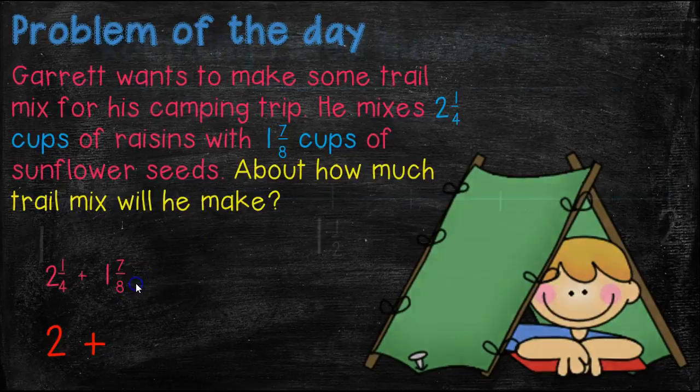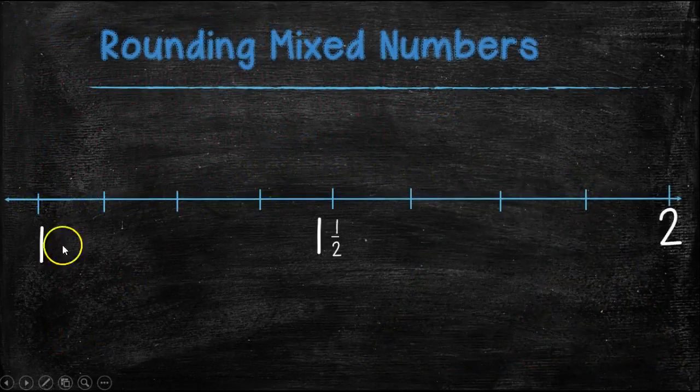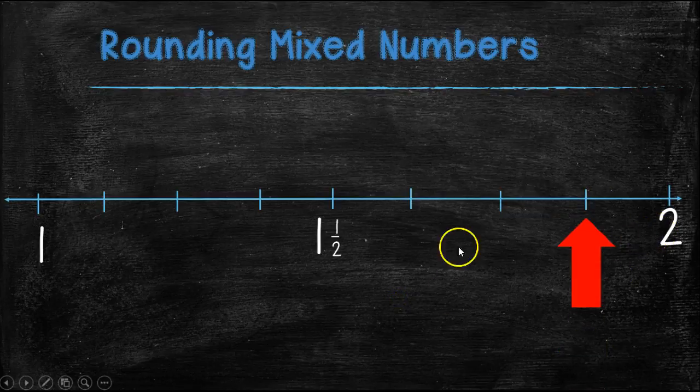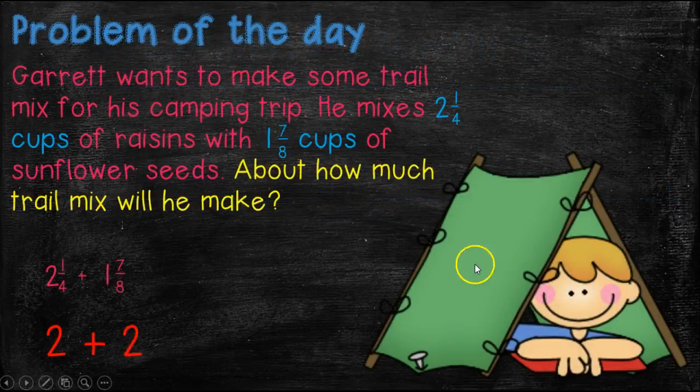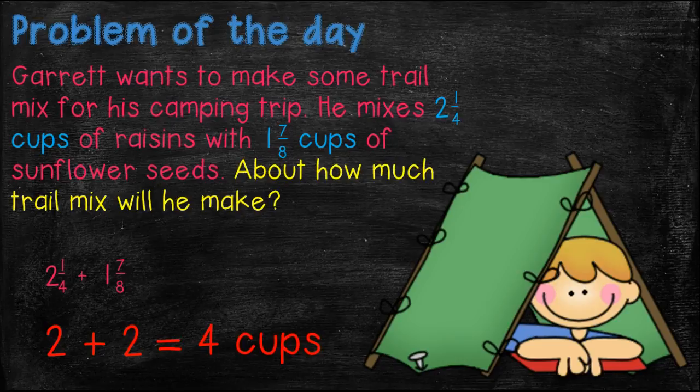Now let's look at 1 7/8. Here I have a number line split up 8 ways, and we need to think, where is 7/8? Well, 7/8 is going to be, again, closer to the 2. 1/8, 2/8, 3/8, 4/8, 5/8, 6/8, and 7/8. So now our problem is going to be 2 plus 2, which we all know equals about 4 cups.